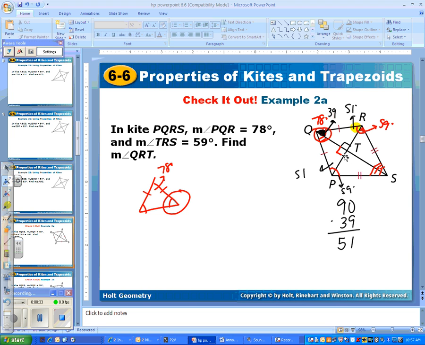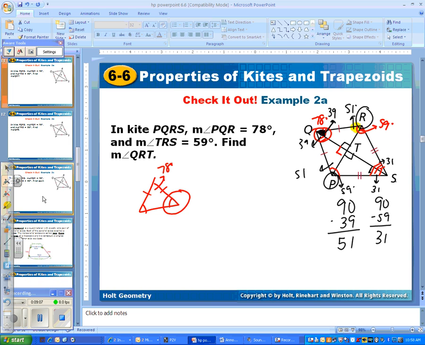And let's see, if this one's 59 and this one's 90, what does this one have to be? Well, 90 minus 59 is 31. So if this one's 31, that means this one has to be 31. Again, R and P are congruent angles. Q and S will then be bisected. 39, 39. 31 and 31. Angle R and P, since they're congruent, they are not being bisected. Notice this one's 51 and this one's 59. There's lots of intricacies to the kite. All right.